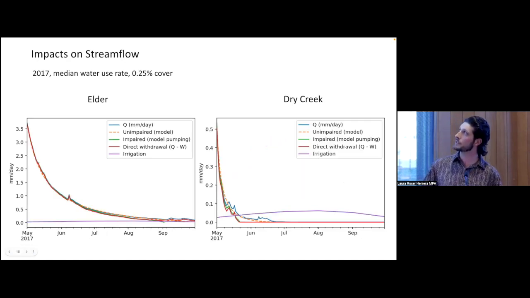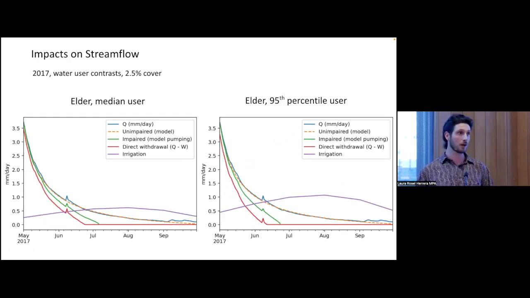If we decrease the percent cannabis cover on the landscape to 0.25%, a tenth of the previous picture, you can still see that in Dry Creek, there are pretty substantial impacts with accelerated drying. And in Elder Creek, there are impacts, but they're a little harder to see because they're proportionally less so. We can make other comparisons like water use efficiency. So I'm comparing the median water user on the left here to the 95th percentile water user, a less efficient use of water.